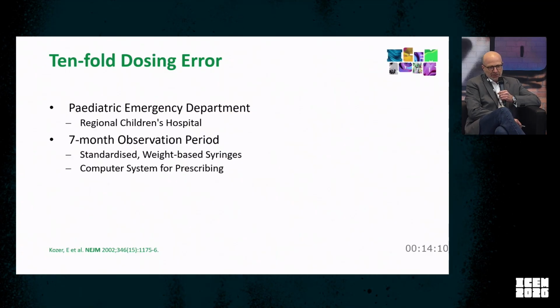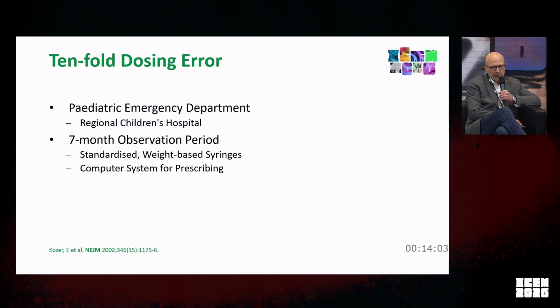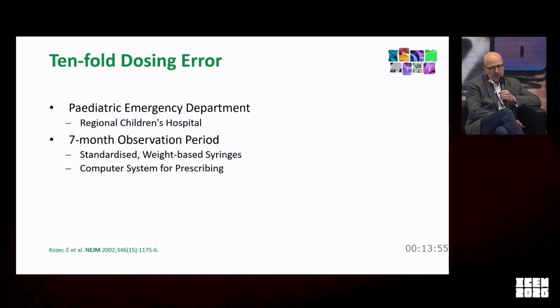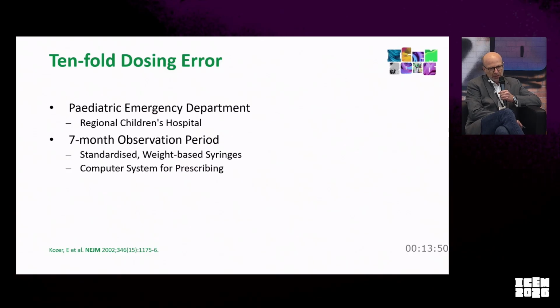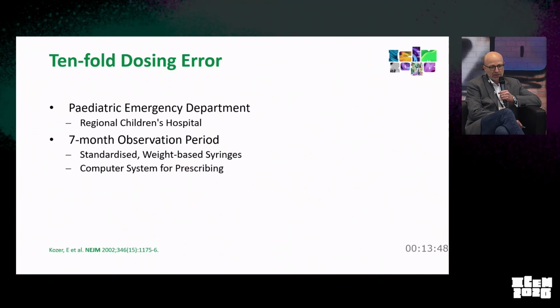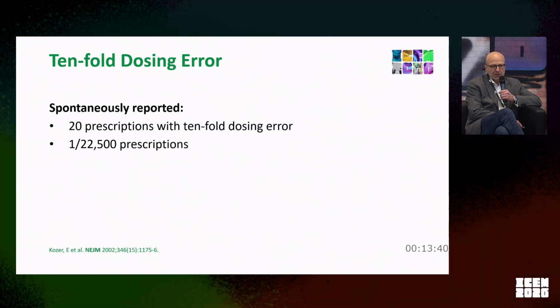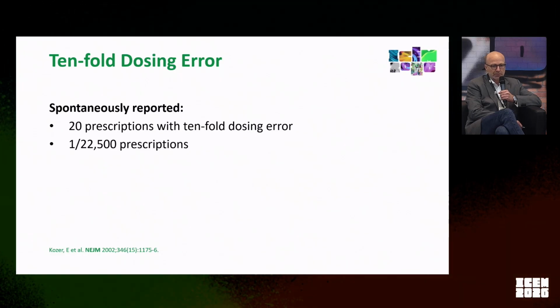In a large pediatric emergency department in a large hospital in the US, there was a 7 month period where the people doing the pediatric prescriptions were asked to report tenfold dosing errors. This institution already had a few measures to optimize the prescriptions, like a computer system for prescribing. And they reported within this 7 months period 20 prescriptions with tenfold dosing error. This is one of 22,000 prescriptions.